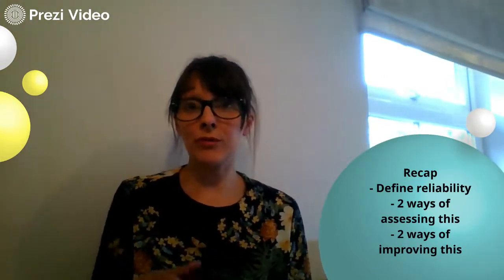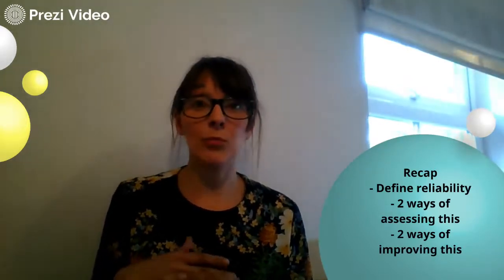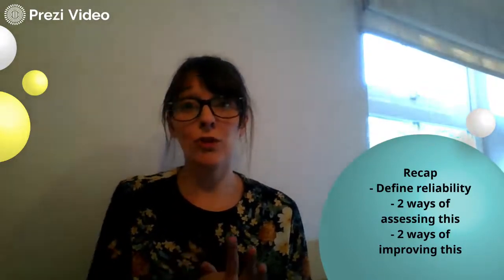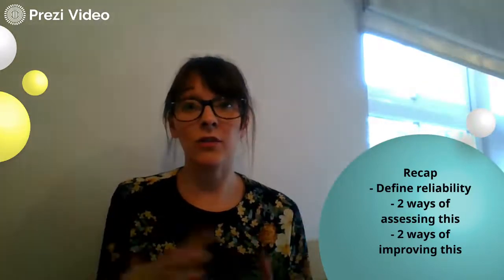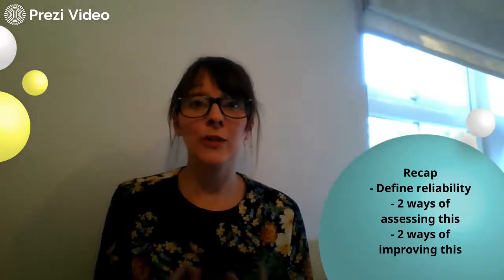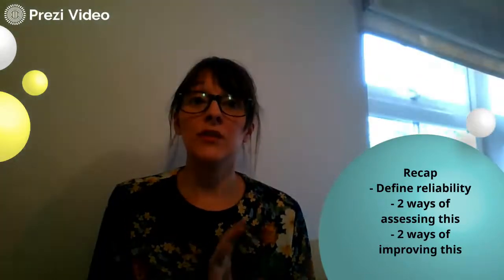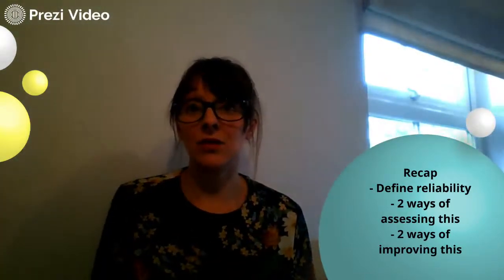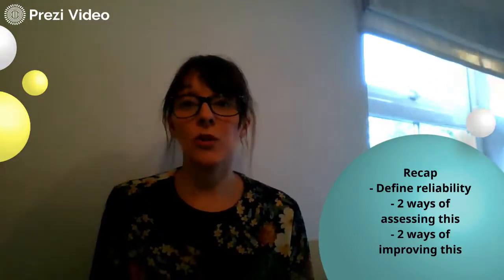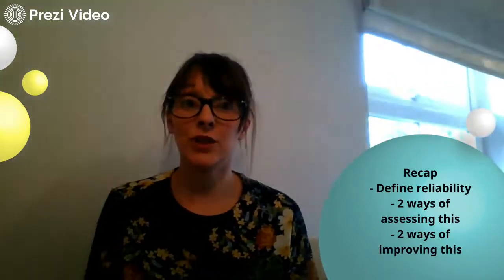2 ways of improving reliability. You could have things such as standardization, practice, operationalizing your behavioral categories, controlling your experiment as much as possible, clarifying your questions if it's a questionnaire. So again, look back at your notes from last lesson, to make sure that you've got the correct answers to those questions. If you are unsure of anything, just drop it in the comments under the assignment on Classroom and I'll try and clarify that for you.